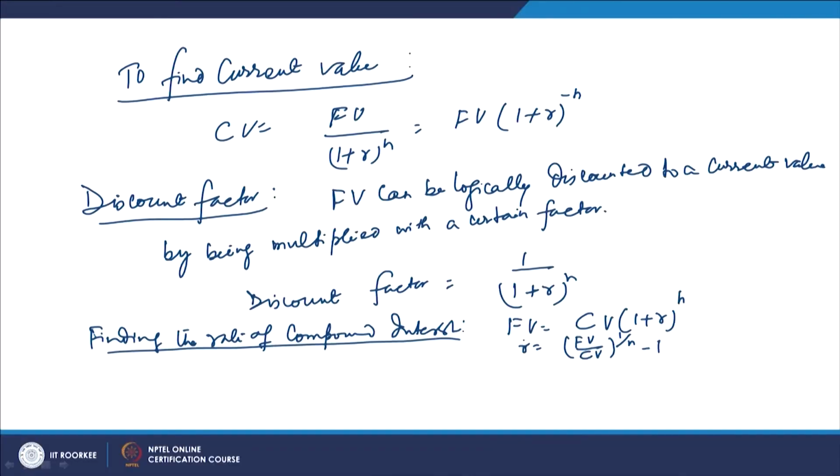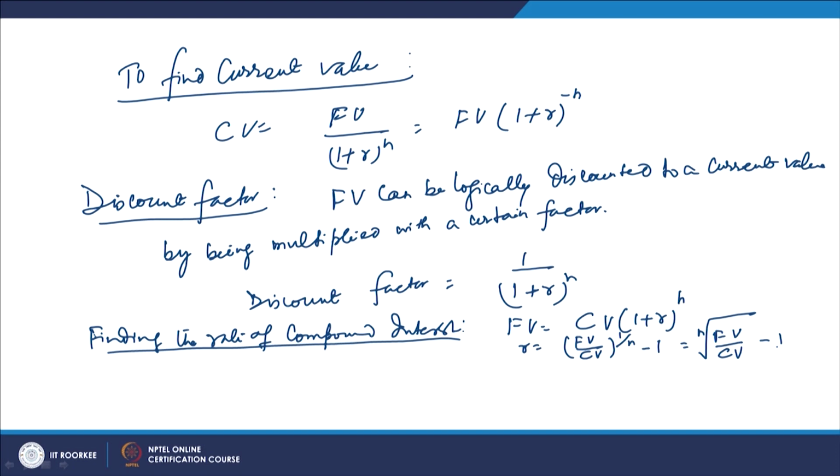There may be cases when you want to know at what rate of interest you should invest so that in a certain time the amount is multiplied by a certain factor, like 2 times or 3 times or 4 times. What will the rate of interest be so that it has a certain ratio? So, f v upon c v can also be written as f v by c v, and then its nth root minus 1. You can get such expressions, and you can find this rate of interest.